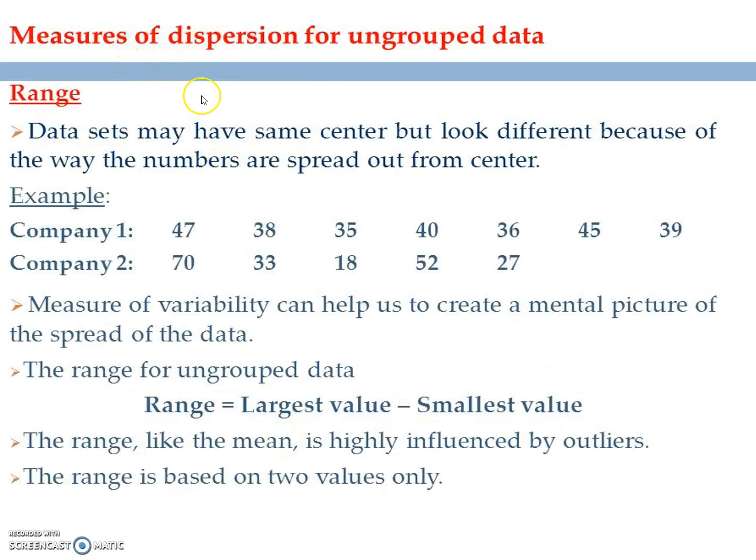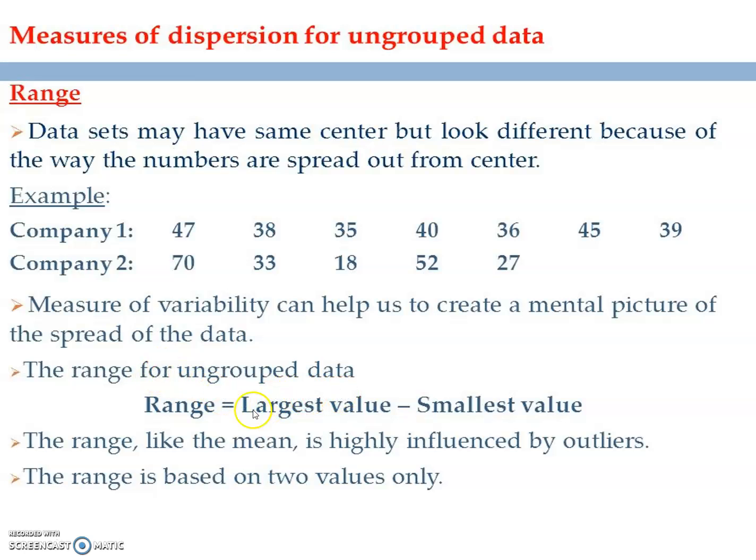Now, measures of dispersion for ungrouped data. Range. Data sets may have the same center but look different because of the way the numbers are spread out from the center. For example, one company is given. Company 1: 47, 38, 35, 40, 36, 45, 39. Company 2: 70, 30, 118, 52, 27. Measures of variability can help us to create a mental picture of the spread of the data.